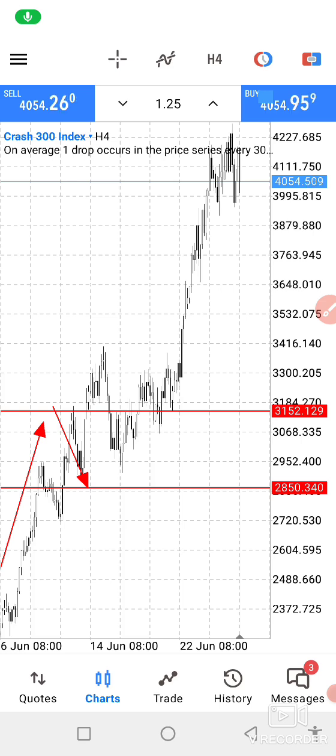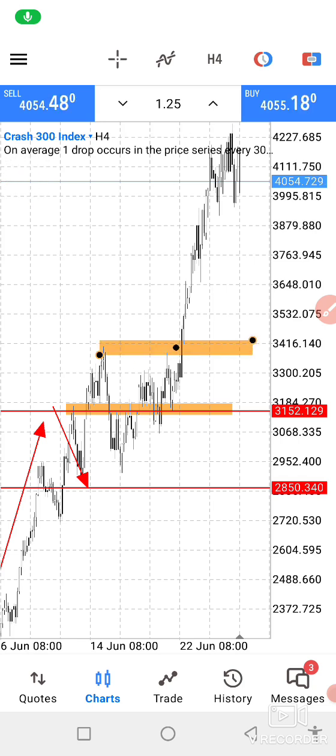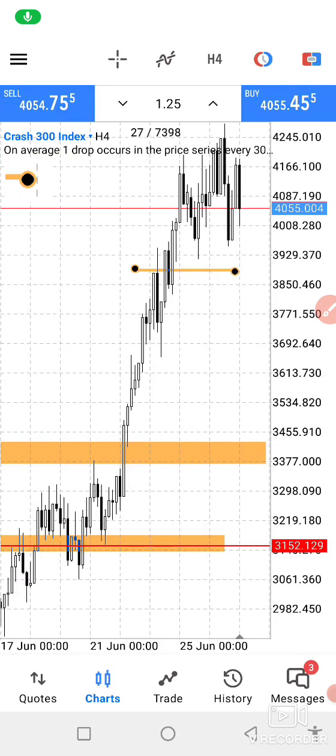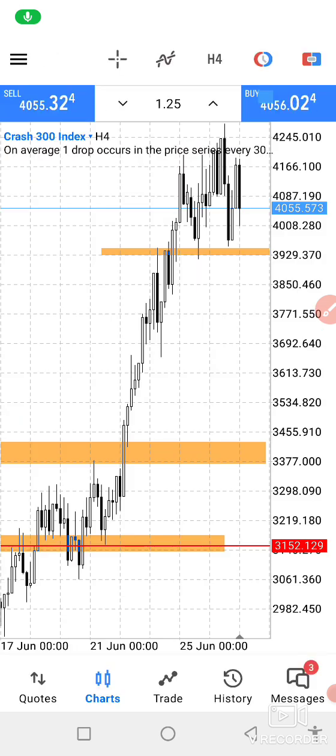Okay, so we have a breakout here. There is a clear breakout here, and we have another breakout here. We have marked all the breakouts to carry out this analysis. We have a breakout here, a breakout there, and a breakout here. You can see we have a breakout here. That's a breakout there, because for price to come and retest that level is a breakout.